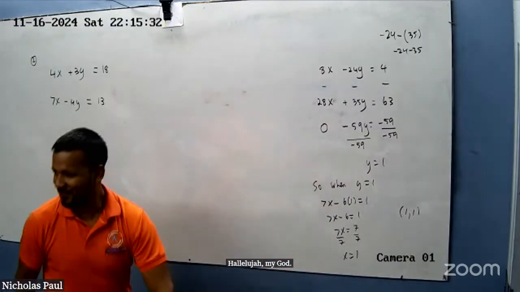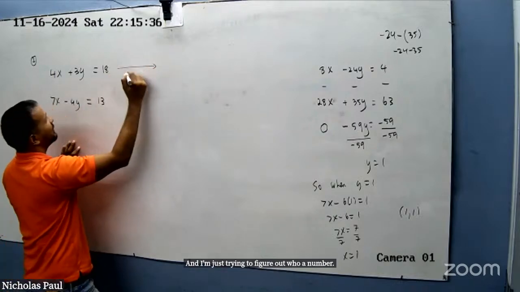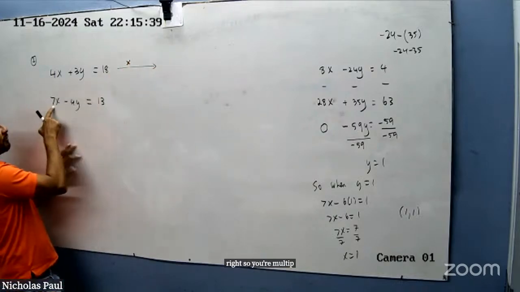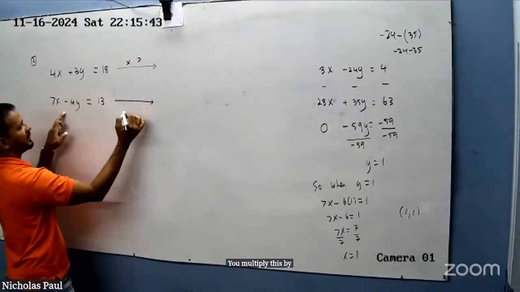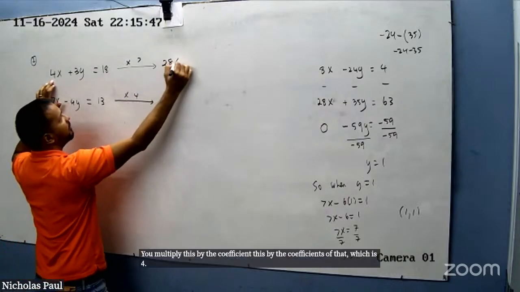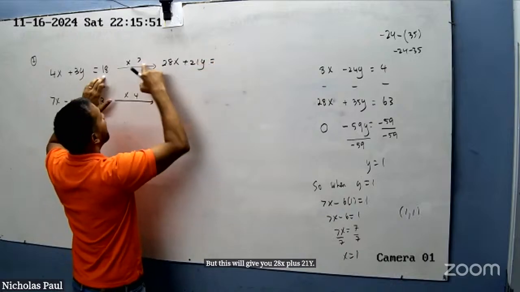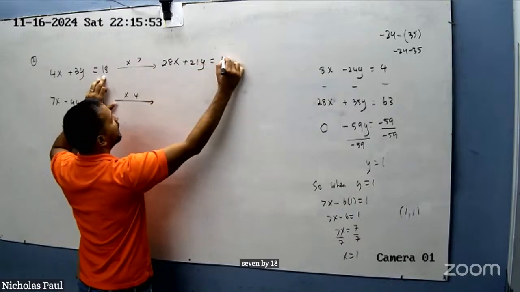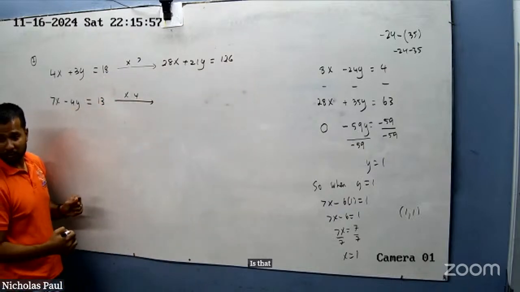Right? And this time to get a whole number. Right? So you're multiplying this by the coefficient of x here. You're multiplying this by the coefficient of that, which is 4. So this will give you 28x plus 21y. 7 by 18, that's 126. Is that correct? 126.